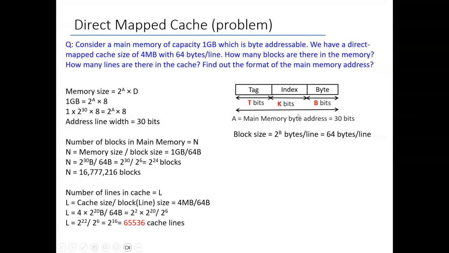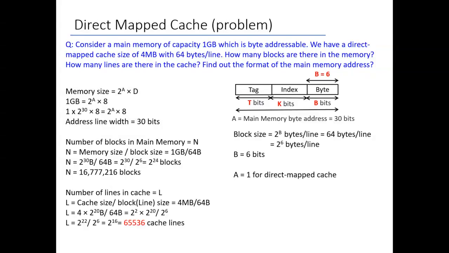What is now the block size? The block size is 2 to the power B bytes per line. It is 64 bytes per line, so it is 2 to the power 6. What is now B? B is 6. Any question? Should we proceed? If there is any question, please let me know. Yes, clear. Okay, now B is 6.